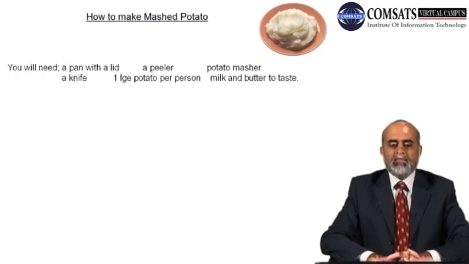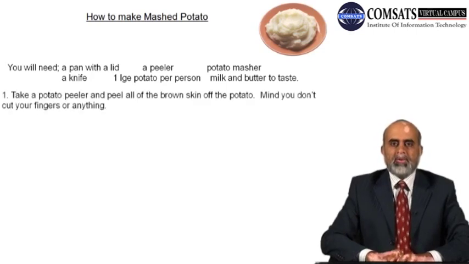Okay, then you need to add one important section, and that is the equipment or ingredients section. So here you can say a pan with a lid, a peeler, potato masher, a knife, one large potato per person, milk and butter to taste. Alright, now let's look at the procedure.